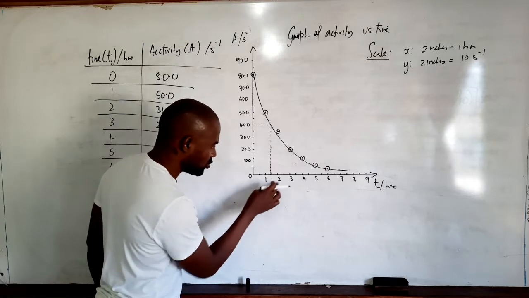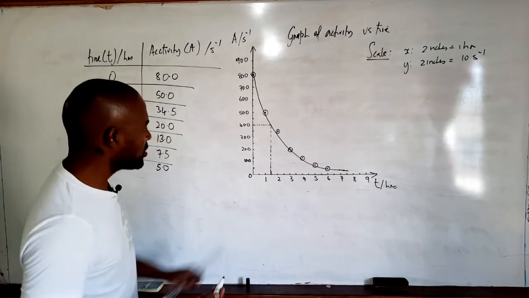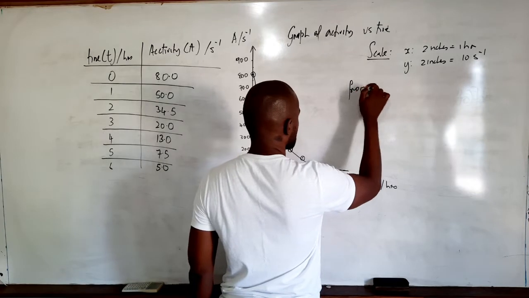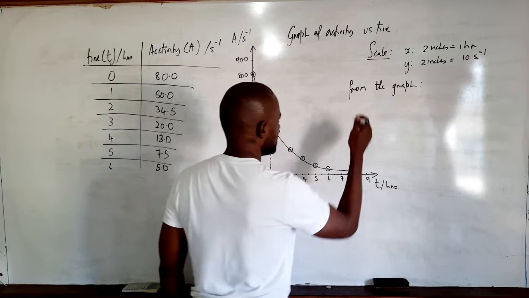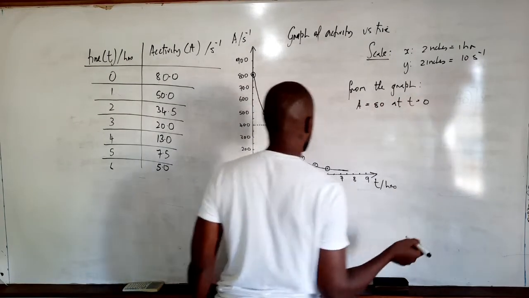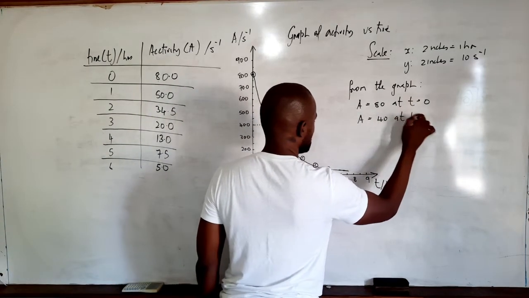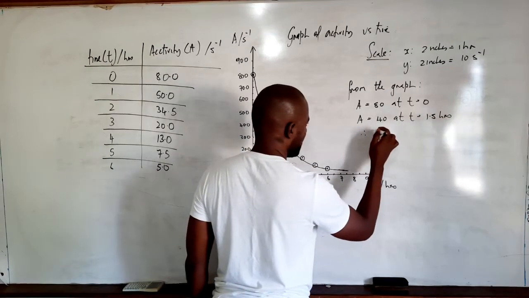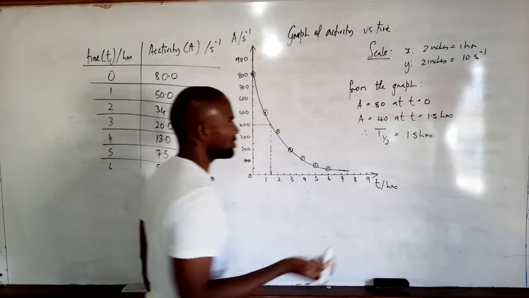So this would be 1, 2. This would be approximately 1.5. So let's call it 1.5 hours, right? So from my graph, I could say the activity A equals 80 at t equals 0, and the activity A equals 40 at t equals 1.5 hours. And therefore, the half-life, t half, is equal to 1.5 hours, right?